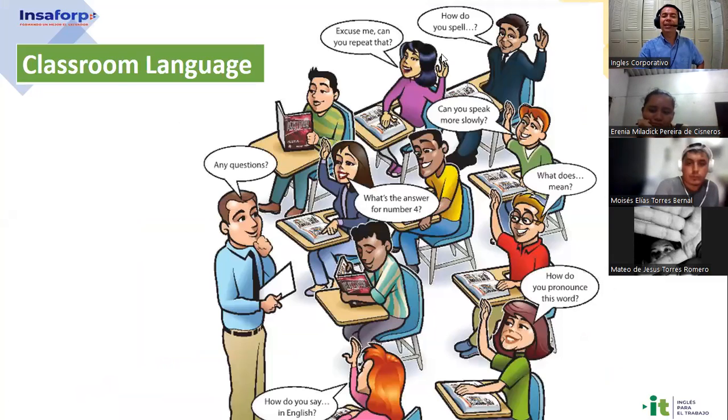Here we have some expressions we're going to use in class. For example, you can say, excuse me, can you repeat that? Or you can say, how do you spell, deletrear? How do you spell cat? C-A-T, cat. Or maybe you can say, what is the answer for number 4? What does door mean? What does table mean? What does cat mean? Cat is an animal that makes meow meow.